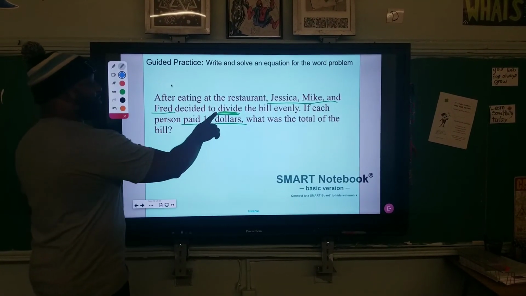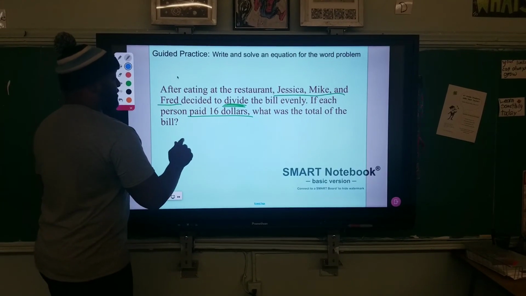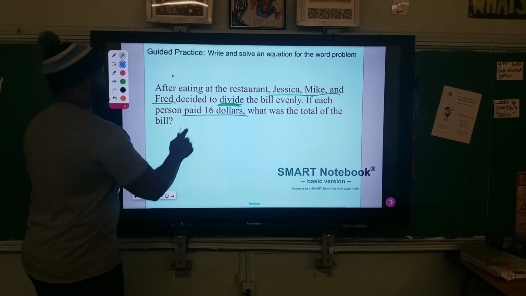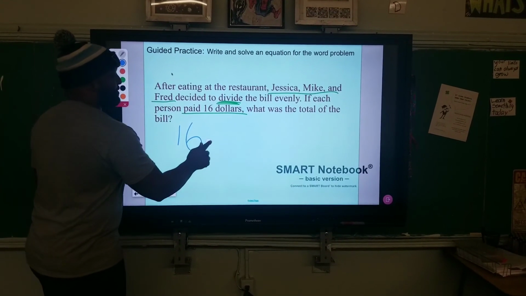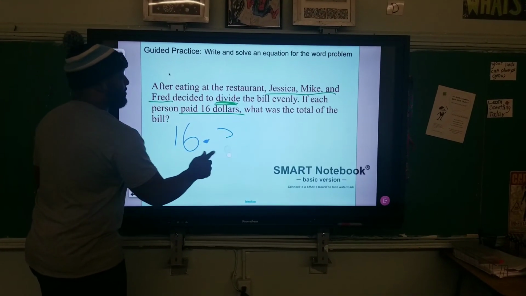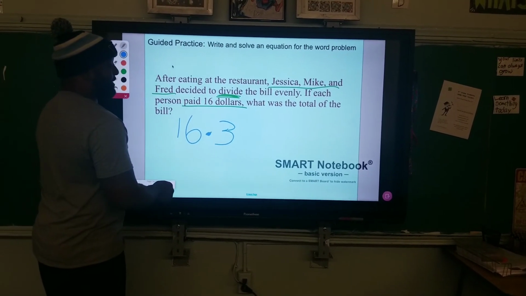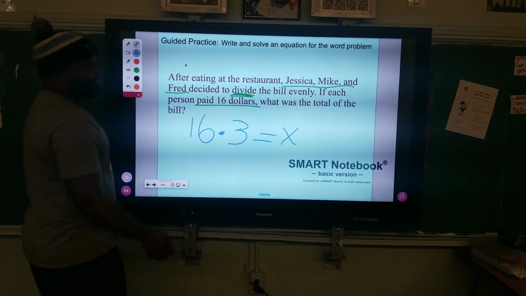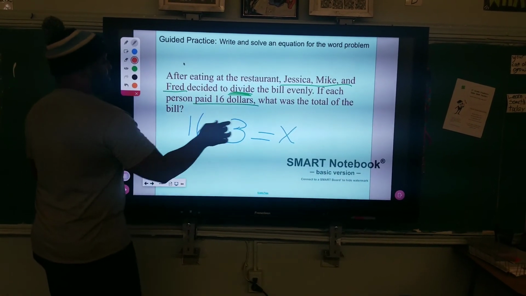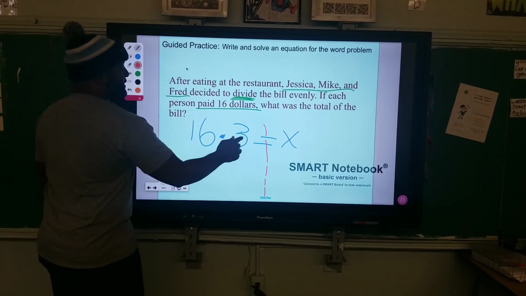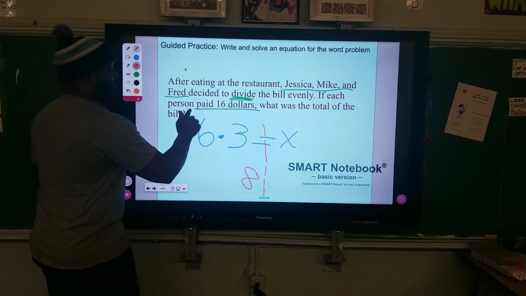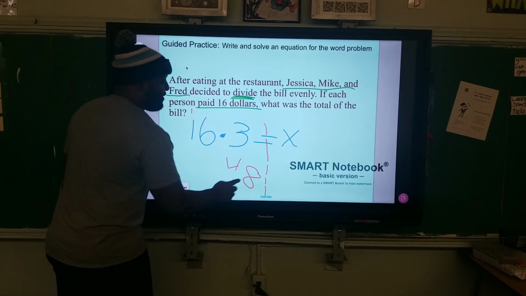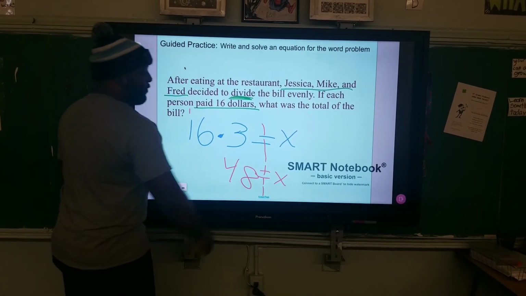But instead of doing division, let's do the opposite. Because we know there are 3 people, and each of these 3 people paid $16. So if we take the $16, and each person, all 3 of them, paid $16, that will give us our total bill. So we're going to do 16 times 3 here. So 6 times 3 is 18, put the 8 carry 1. 3 times 1 is 3, plus 1 more is 4. So your total bill here is $48.